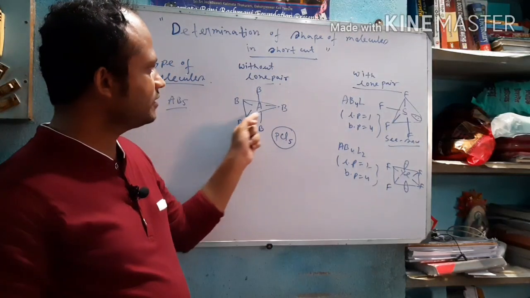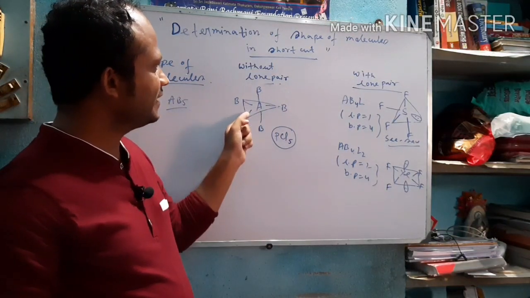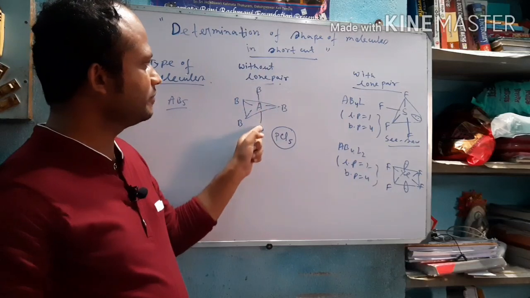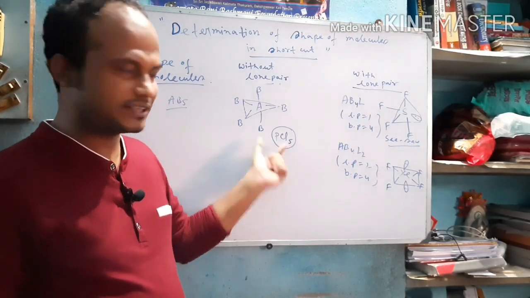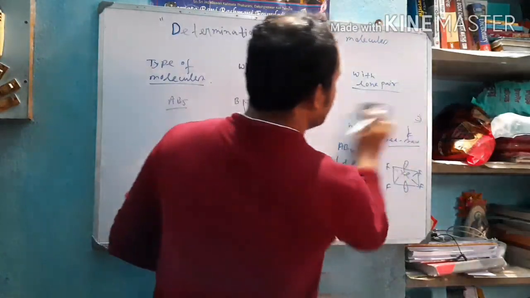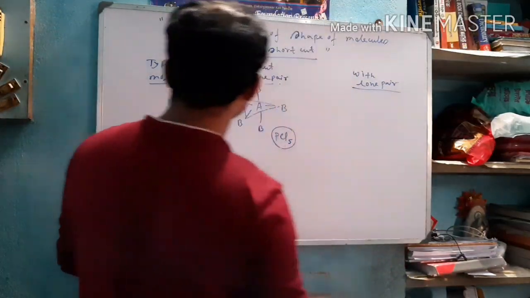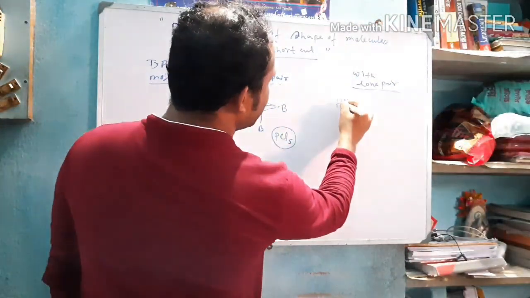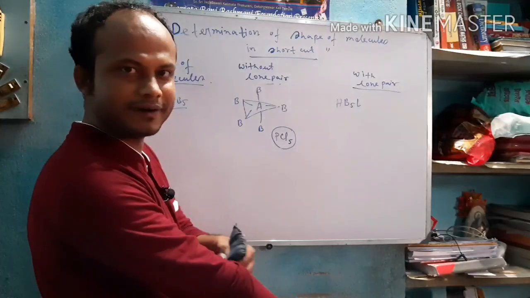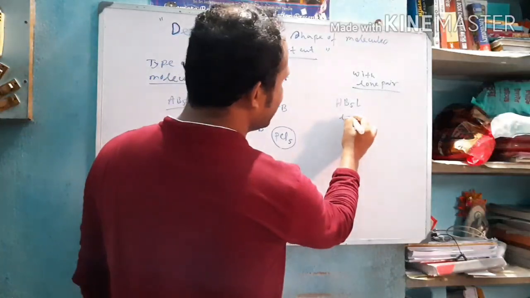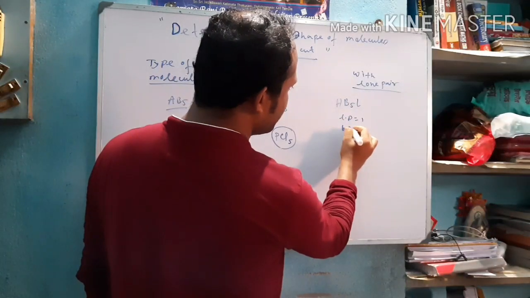This is trigonal, 3 bond pairs along the plane and 1 above and 1 below the plane. So this is trigonal bipyramidal structure. With lone pair, this AB5L, lone pair equals 1 and bond pair equals 5.